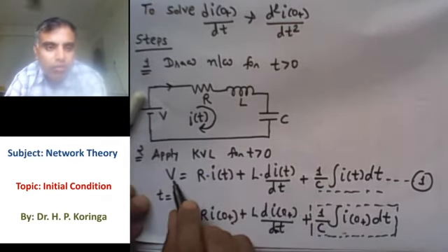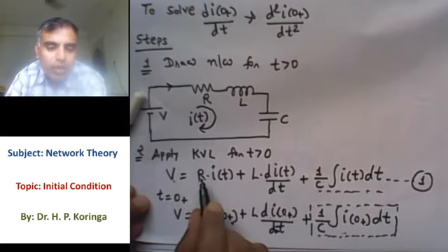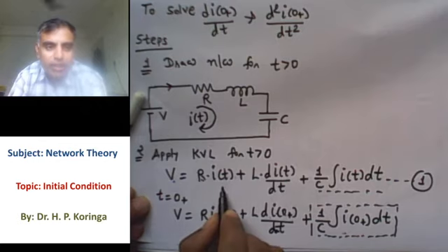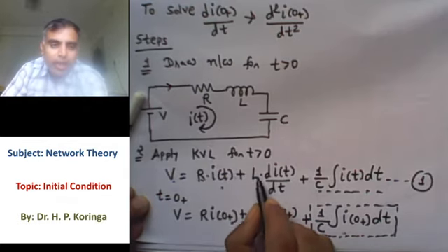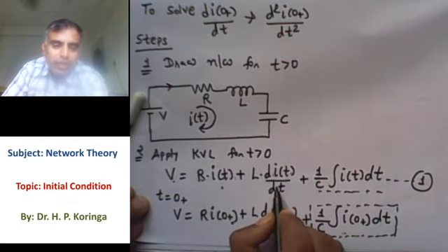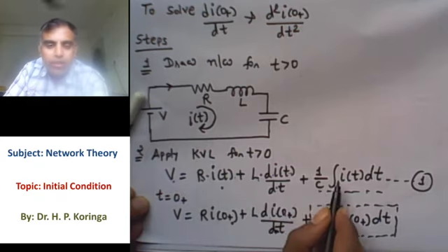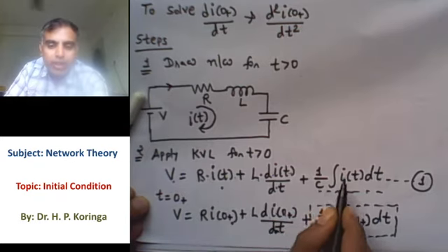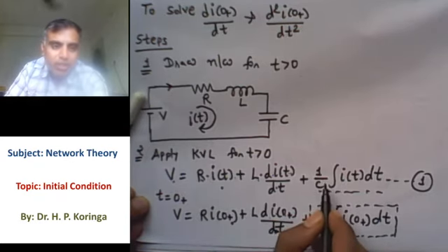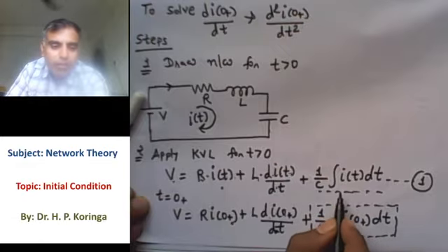Differentiation of V is 0. Differentiation of R I of t is R di of t divided by dt. Differentiation of L di of t divided by dt is L d square I of t divided by dt square. Differentiation of 1 upon C integration of I of t: integration and differentiation cancel, so it is I of t divided by C.